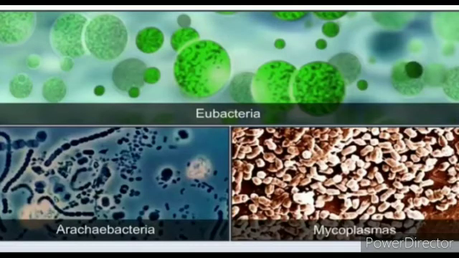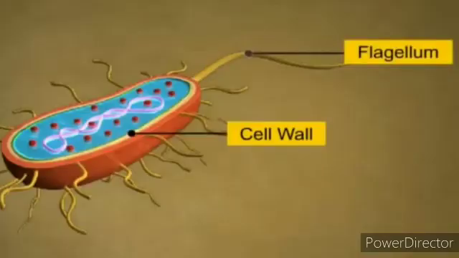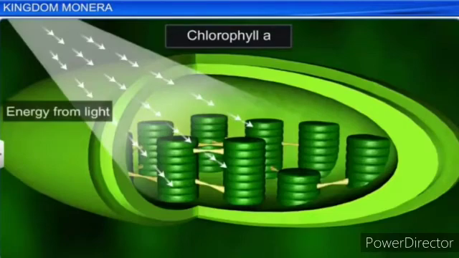The next group of bacteria are the Eubacteria. There are thousands of different Eubacteria, or true bacteria. They are characterized by the presence of a rigid cell wall, and if they are motile, the flagellum is the locomotory structure. The cyanobacteria, also known as blue-green algae, have chlorophyll a similar to green plants and are photosynthetic autotrophs. With the help of sunlight, they synthesize their own food.